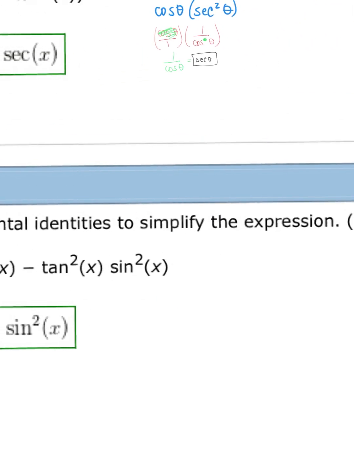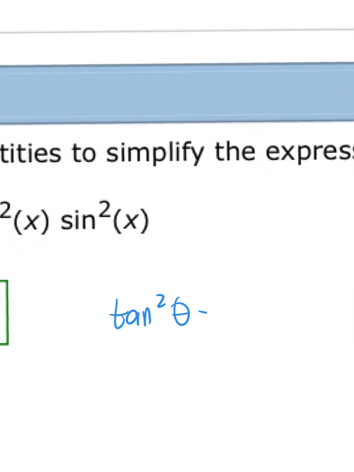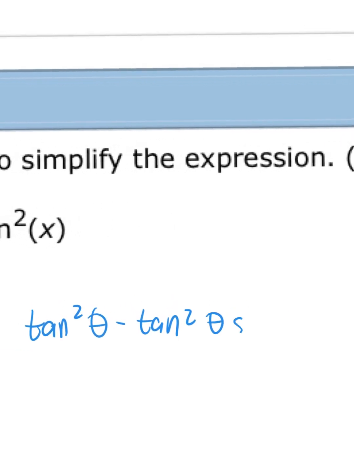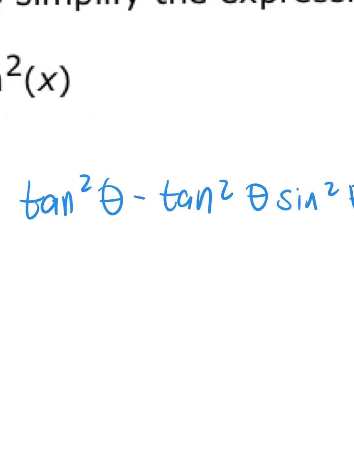All right, we're going to think. I have tangent squared, whatever, minus tan squared sine squared. Okay, so let's talk through our thing. Do I have a trig function that's squared that has a plus or minus 1 attached to it? No, not yet. I could go to sine and cosine, but I'm going to look and I'm going to say, what do I see? Do you guys notice anything?